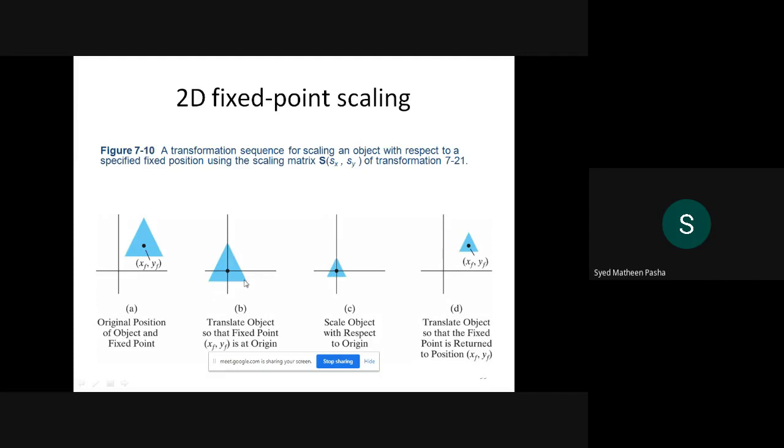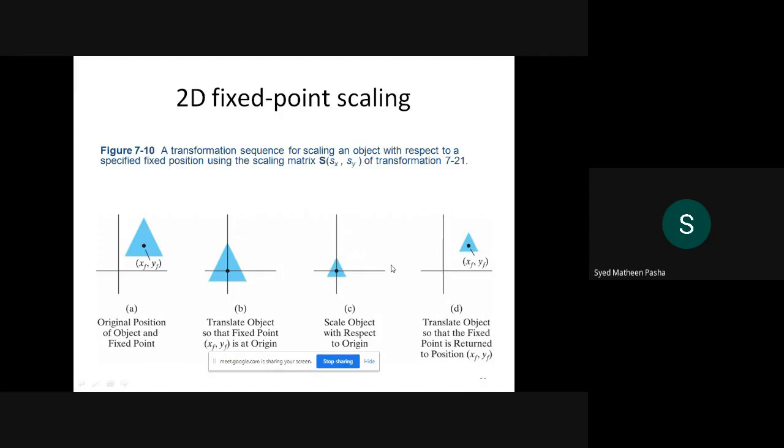After translating the object to the origin position, I will scale the object. What is scaling? I can define scaling as reduction of the size of the object or increment in the size of the object, that is, variation in the size of the object. I'll perform scaling after the object has been translated to the origin, where I'll get the reduced object. After I get the scaled object, I'll put this object back to its original position, that is the initial position xf, yf. So I got the translated object.